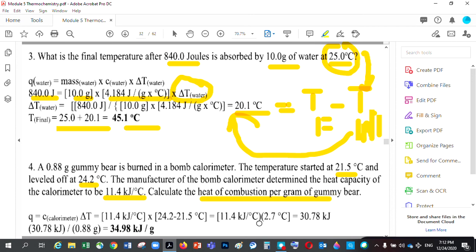So the experiment is done for us, correct? Q is the heat capacity of the calorimeter multiplied by delta T. This is the capacity of the calorimeter, and you multiply it by delta T, which is T final minus T initial. You'll end up having 30.78 kilojoules. Now you have 0.88 grams. You take this and divide it by the grams. Here it is, can you see it? You'll end up having the answer of 34.98 kilojoules per gram of gummy bear.